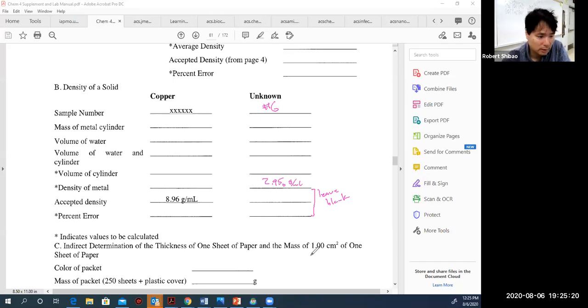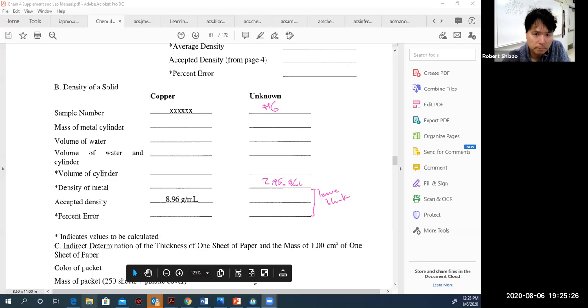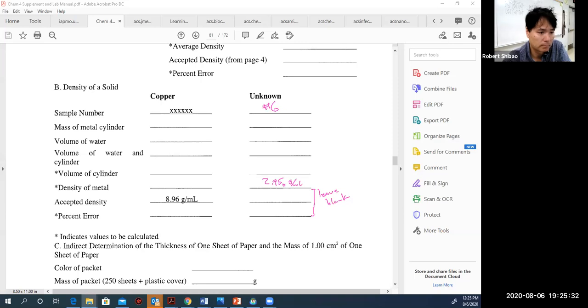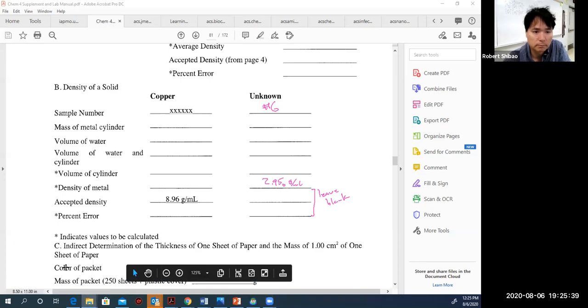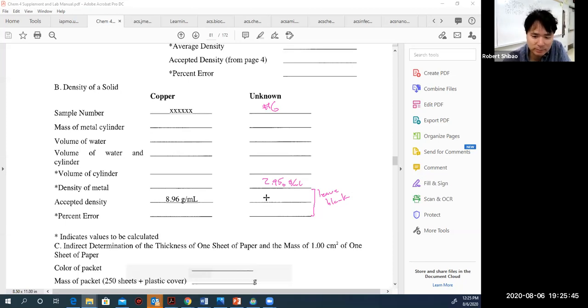Let's see, do I have that key here? And then I'll plug it in, but I'm pretty sure this unknown was aluminum. Aluminum's density is 2.70. If this unknown was aluminum, then what is our percent error? So it's experimental 2.95 minus theoretical 2.70, divided by theoretical 2.70, times 100%.